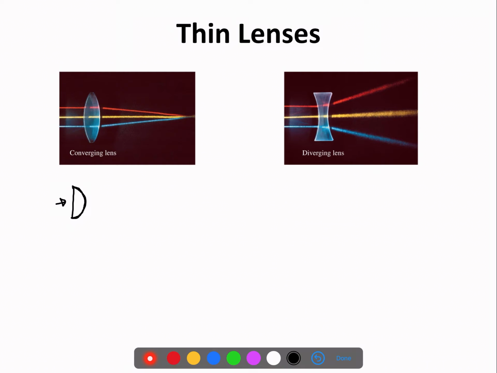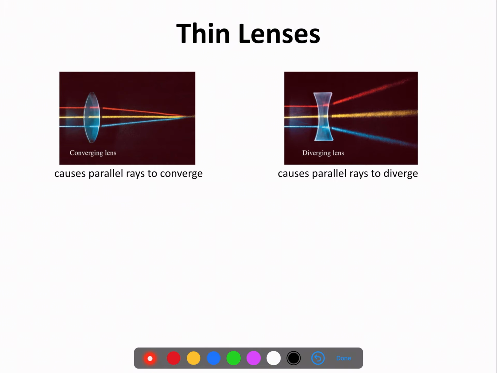So this is the plane, this is the convex side, or you could have something like a plano-concave, so plano is plane, and this is the concave side. But that's sort of how these lenses are set up, and we'll talk about something called the lens maker's equation in a little bit, and that's sort of how we determine how these lenses are going to work.